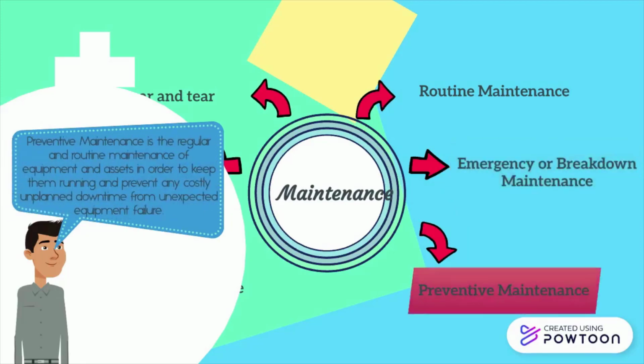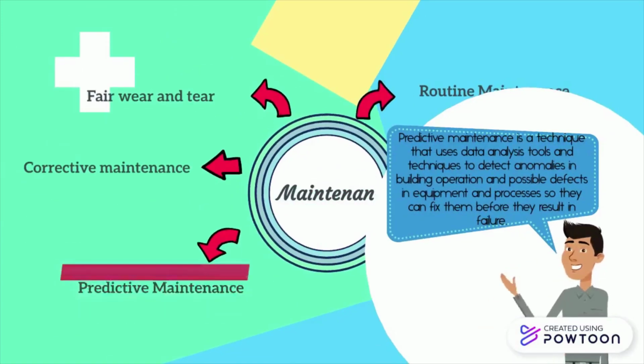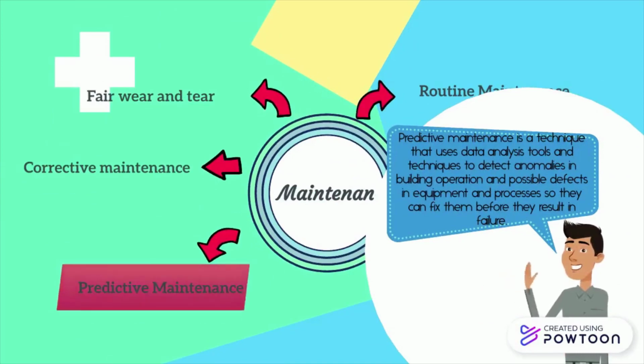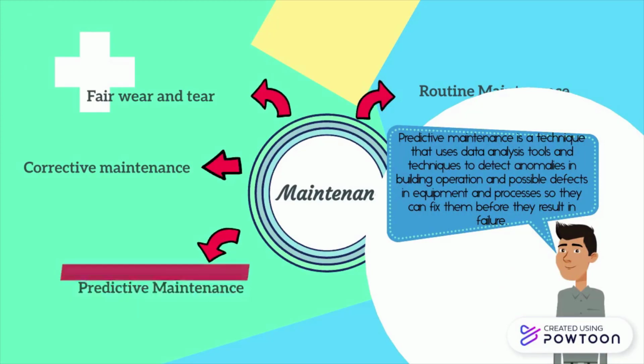Preventive maintenance is the regular and routine maintenance of equipment and assets in order to keep them running and prevent any costly unplanned downtime from unexpected equipment failure. Predictive maintenance is a technique that uses data analysis tools and techniques to detect anomalies in building operation and possible defects in equipment and processes so they can fix them before they result in failure.